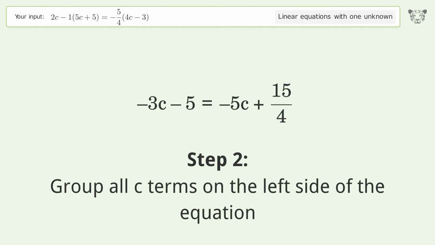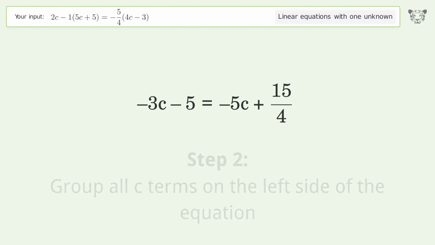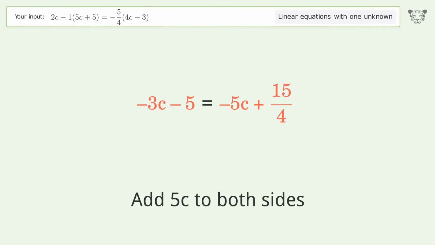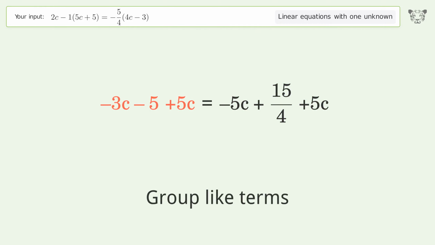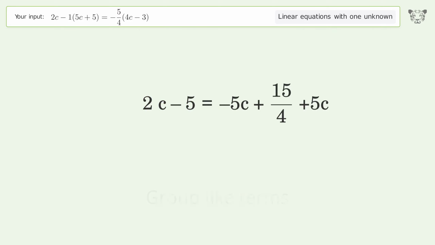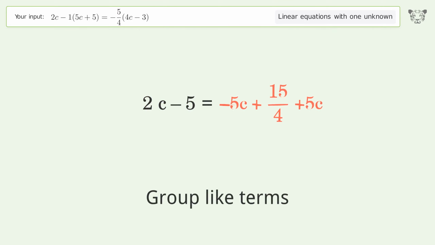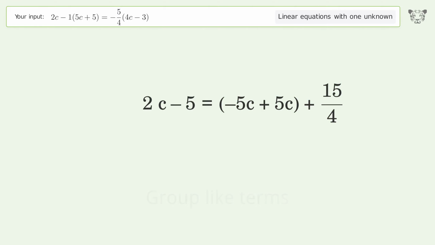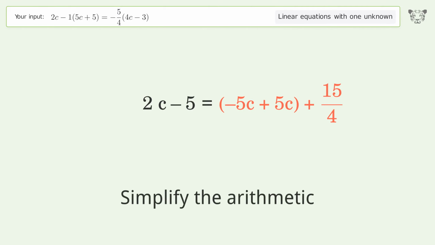Group all c terms on the left side of the equation. Add 5c to both sides. Group like terms. Simplify the arithmetic. Group like terms. Simplify the arithmetic.